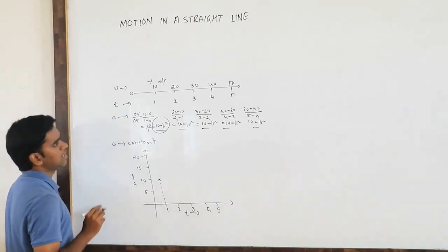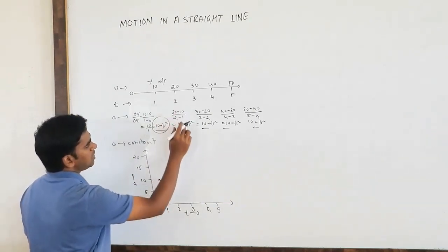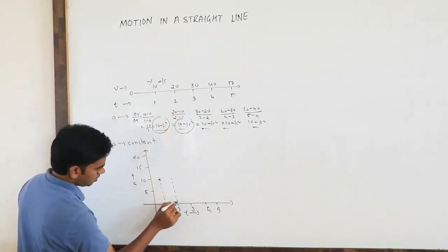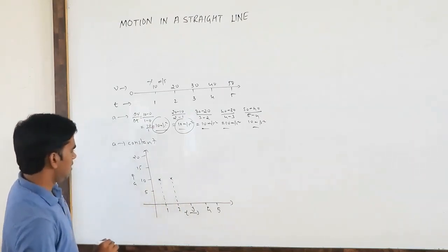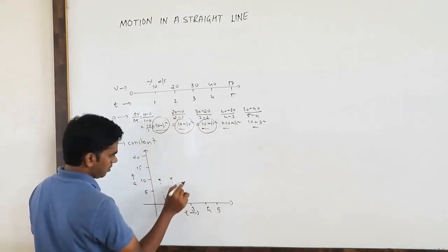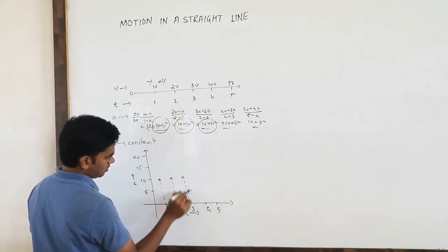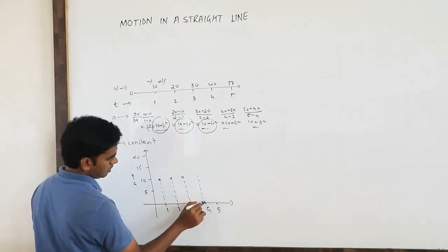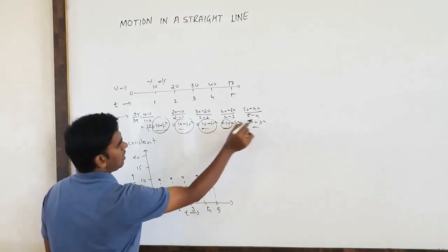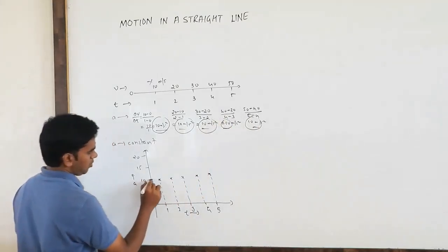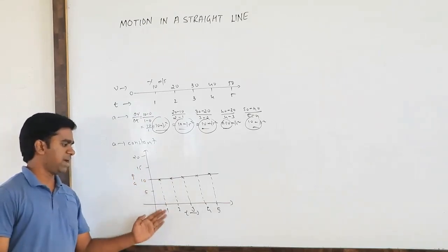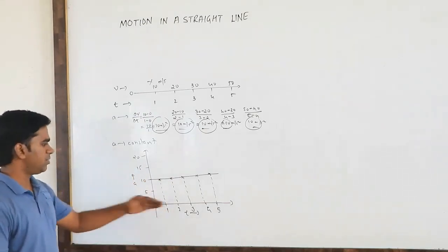For time equal to 2 seconds, again the value is 10. Similarly for 3 seconds it is again 10, for 4 also it is 10, and for 5 also it is 10. These are the values of acceleration. So if you plot the graph, it becomes a straight line parallel to the x-axis, parallel to the time axis.